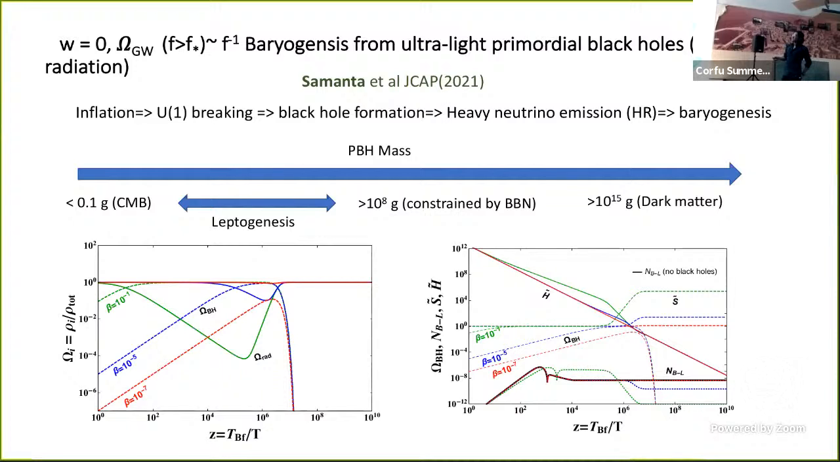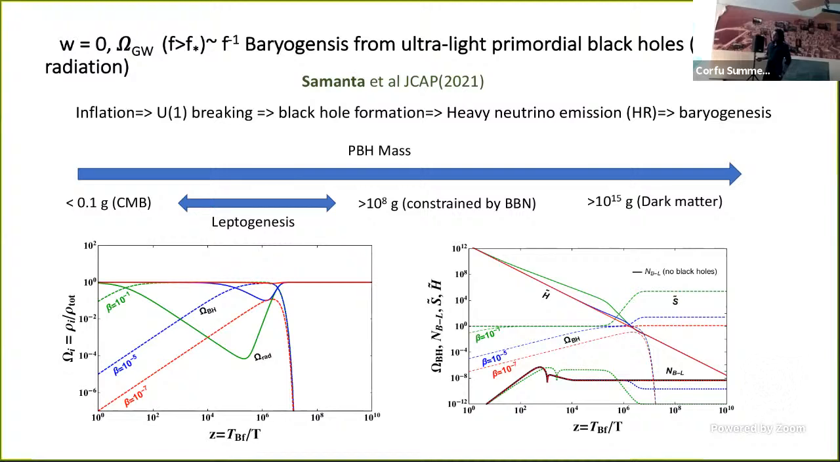Okay, so let me explain this line. If you have 10 to the 15 gram black holes, they can act as dark matter. There are several papers on this side, but this side is typically unconstrained. I mean, the initial fraction is unconstrained, and therefore you can do a lot of particle physics here, with these low mass black holes.